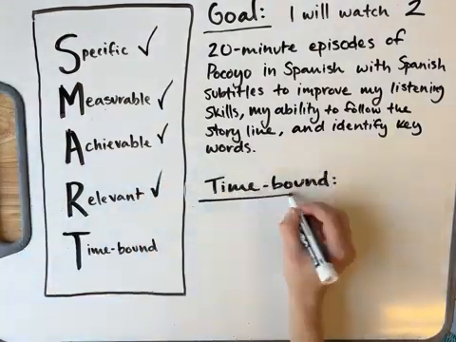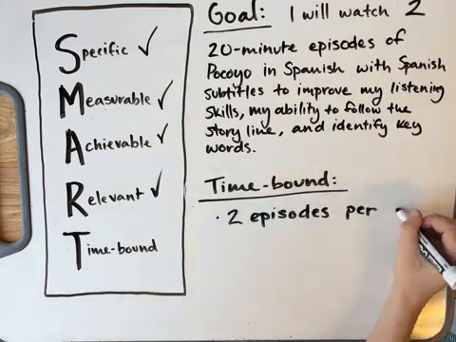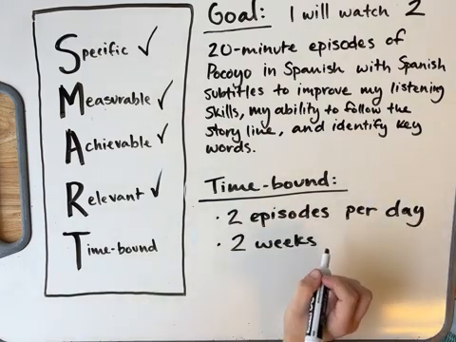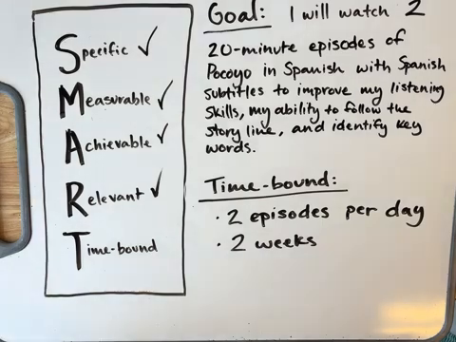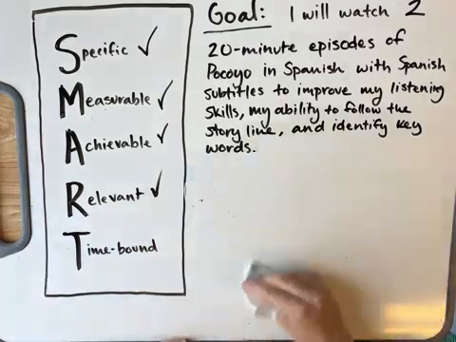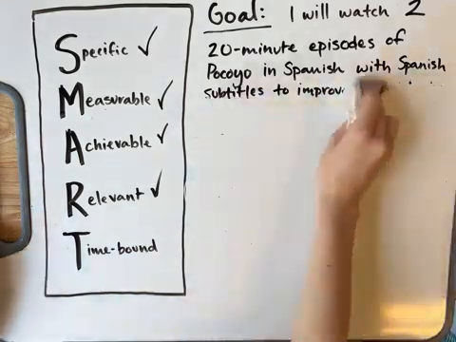Finally, let's make this time-bound. Let's say we will watch 2 episodes each day for 2 weeks. This way, we can give ourselves long enough to determine if this goal works for us, but not too long that it can feel discouraging.